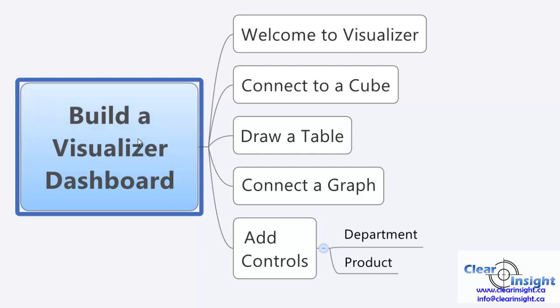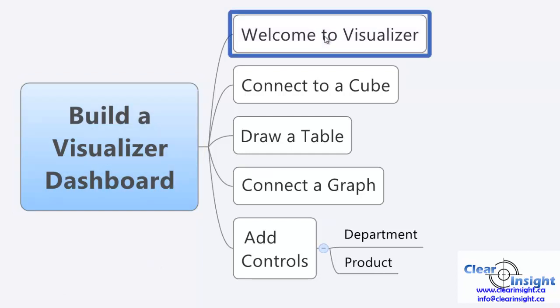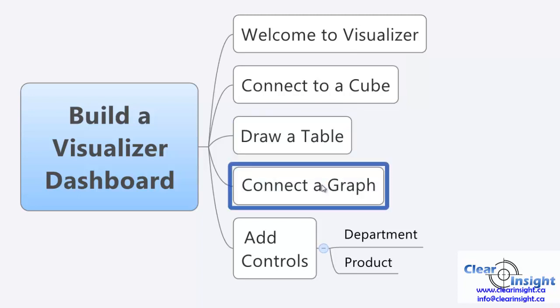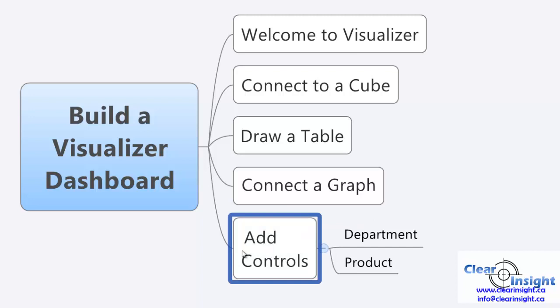So just to recap, we're building a Visualizer dashboard. We took a look at the Welcome to Visualizer stock reports that come with it. We connected to our cube, we were able to draw a table, and then we connected a graph. So the last step we want to do is add some controls. This is where we're going to add some pieces to Visualizer to let folks navigate through and select different options.